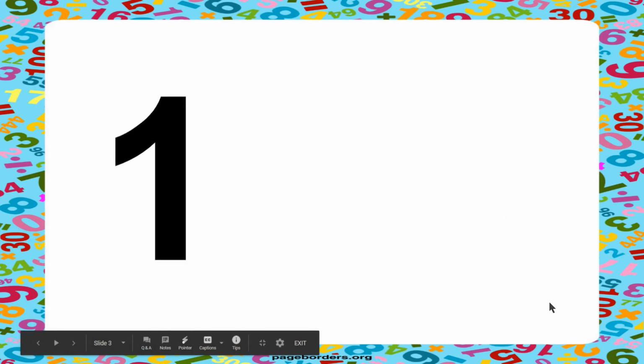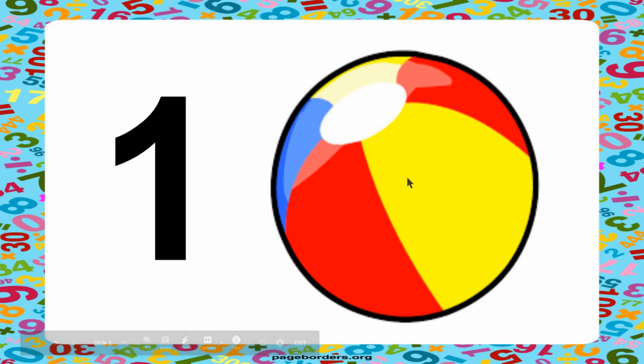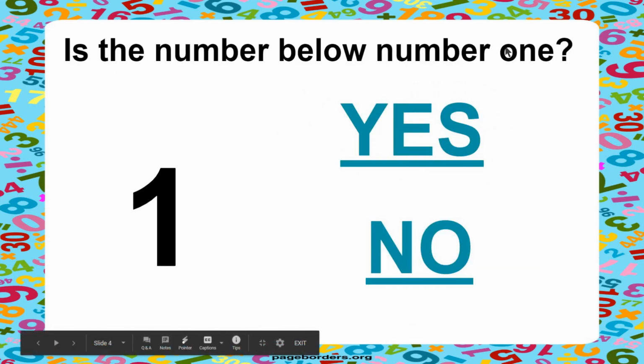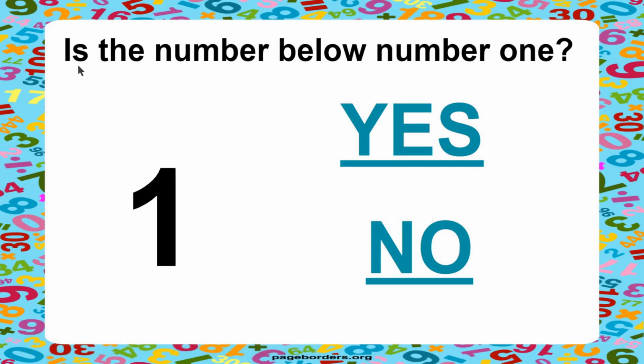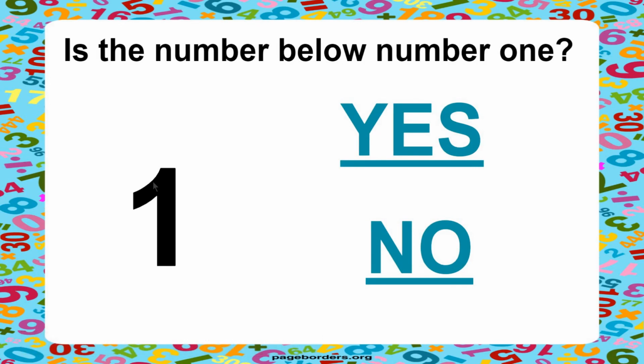Now, number 1 ball. Once the student has comprehended the idea of 1 and 1 ball, let's proceed to the confirmation of learning. Then you have your first question: Is the number below number 1? The student would look at the number. Is this number 1? Say, for example, the student answered it incorrectly. Say the student clicked on no.